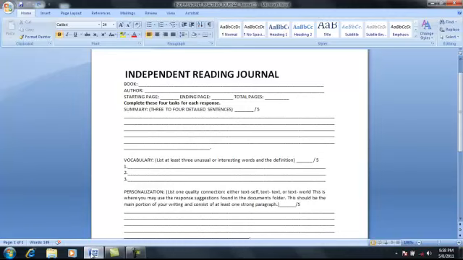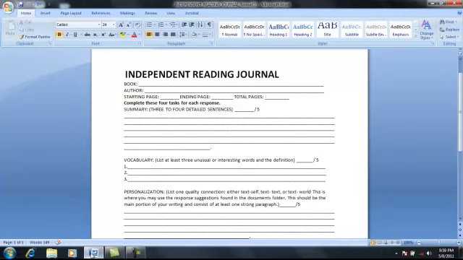So what you'll do is go into your online course documents and open up the independent reading journal form. You'll enter the book and the author name of the book. You'll enter the page that you started on, the page that you ended on, and the total number of pages that you've read for this particular journal entry. Then you're required to complete 4 tasks for each journal entry.